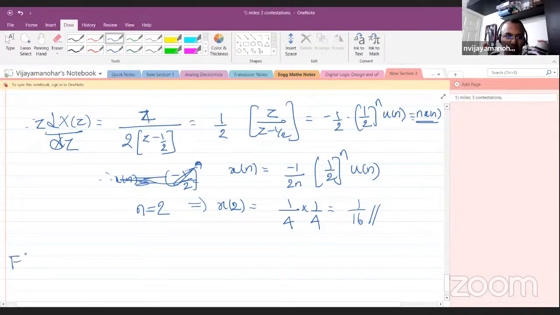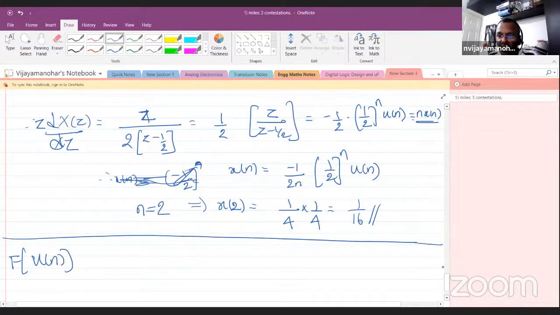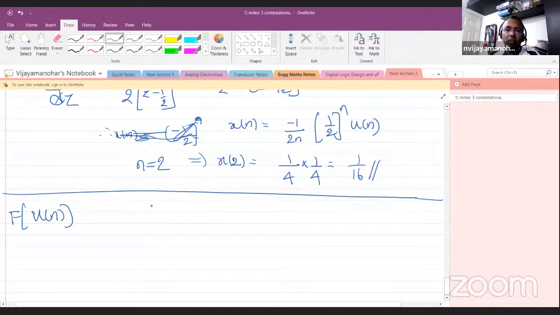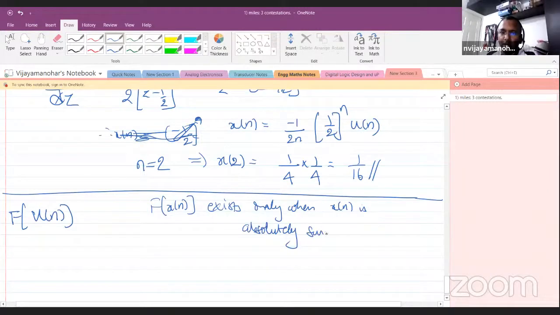Now the last question, Fourier transform of u of n, the unit step signal. So the options are very cunningly given. Doesn't exist is given because Fourier transform of x of n exists only when x of n is absolutely summable. Correct? But Fourier transform of u of t, sorry. So u of t is not absolutely summable. So doesn't exist may be the answer, or many people think that Laplace of u of t is 1 by s.